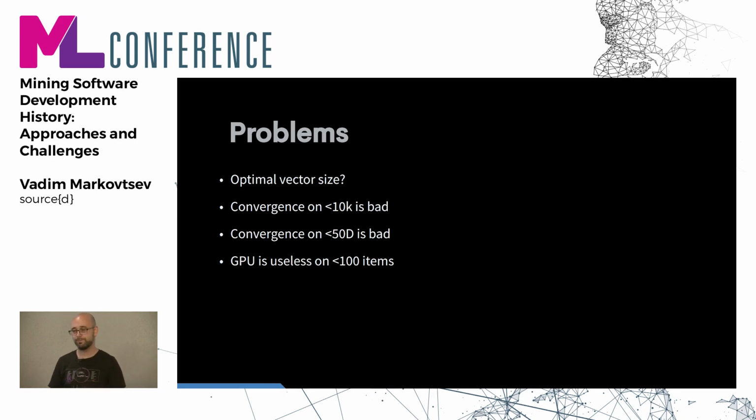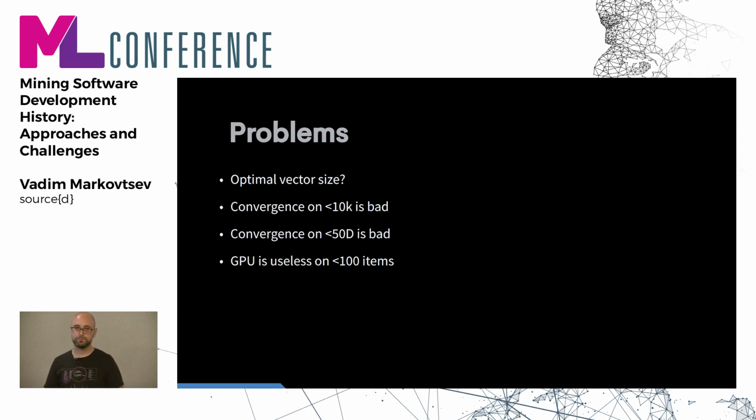However, there are some problems with this. You need to find the optimal vector size, and vector sizes less than 50 are usually bad for convergence. You have to wait some time until your algorithm converges. Also, if you have less than 10,000 samples, and usually you do, it's quite unusual to have so many developers in your project, right? 10,000 is a big number. Or files, 10,000 files in your repository is quite a big number, right?